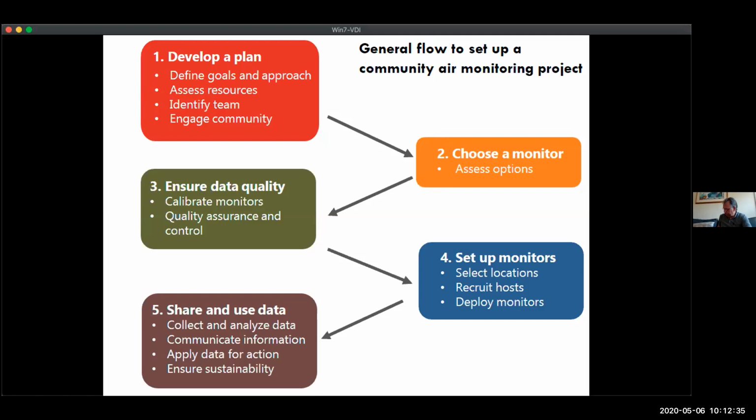So you have to figure out where to site the monitors, how to recruit hosts who will allow you access to install those monitors in those locations, and then deploying the monitors. And lastly, sharing and using the data. So how are you going to communicate this information to key stakeholders, collect and analyze it, apply this data to action, and ensure long-term sustainability of the network?